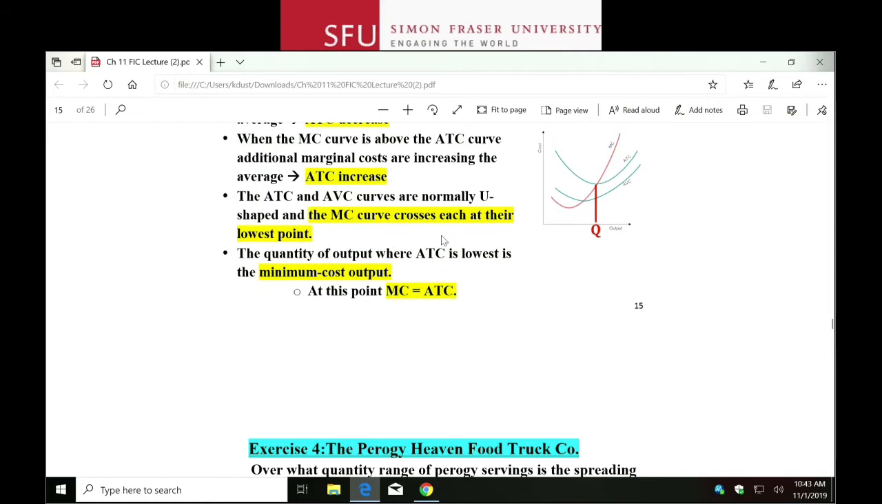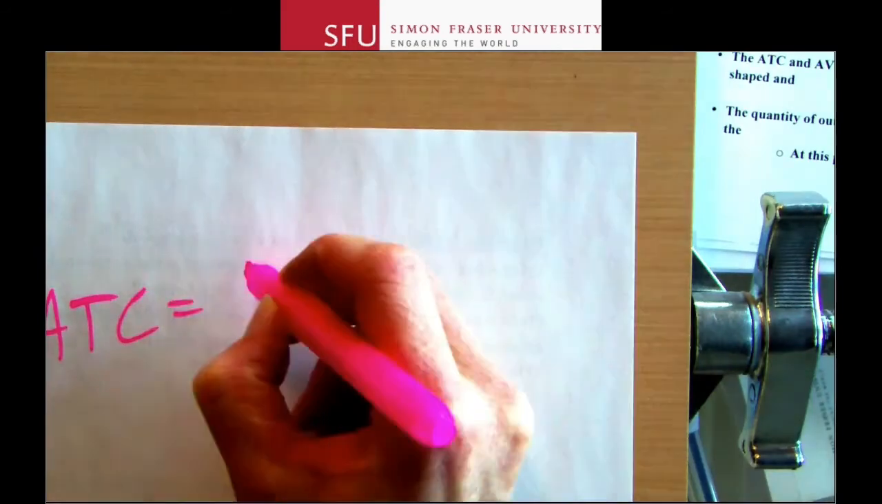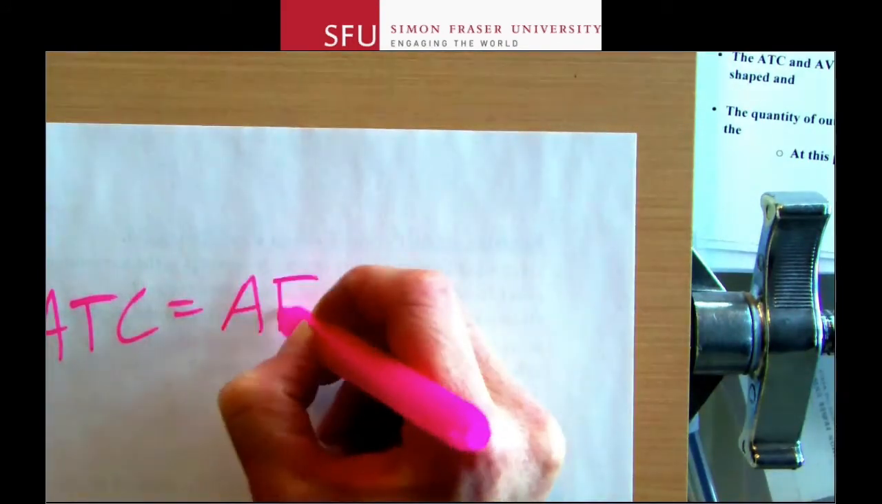So the next exercise is about the food truck example, and the first two questions are about the spreading effect and the diminishing returns effect. Okay, so spreading effect and diminishing returns effect. I will just remind you about that. So we talked about this last class. I'll just remind you about it.